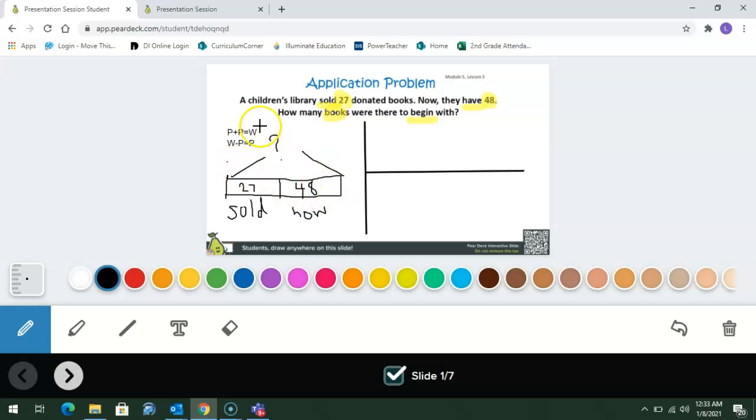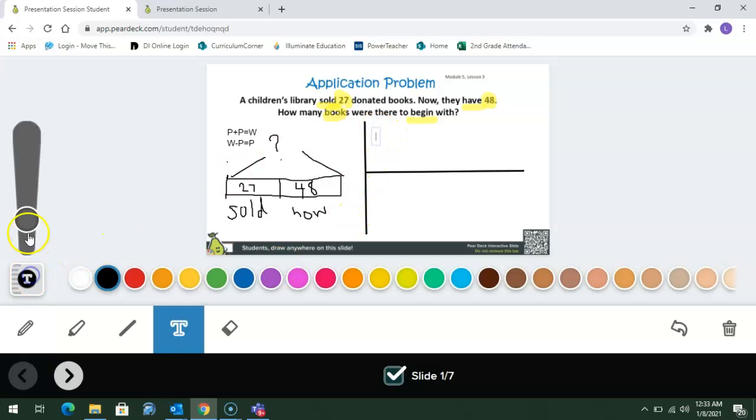So what do you do when you're missing the whole? Let's look over here. Yes, we add both parts. Part plus part equals a whole. So I'm going to click on my text, and I come here, and I'm going to write 27 plus 48 equals. How many does 27 plus 48 equal?